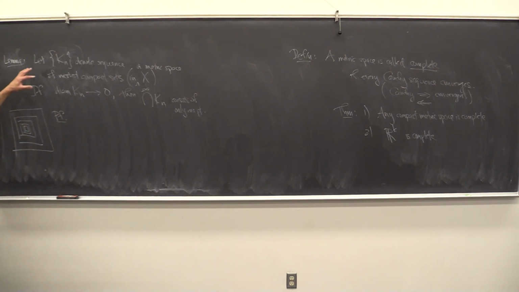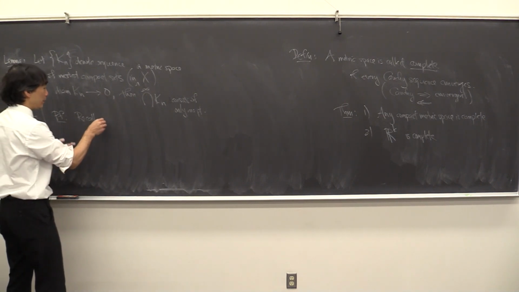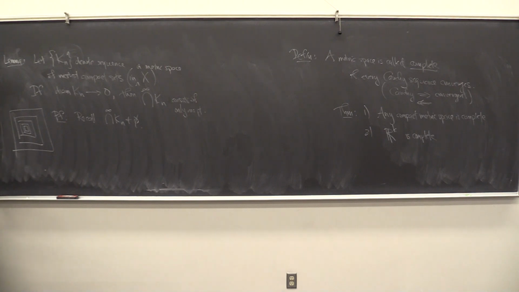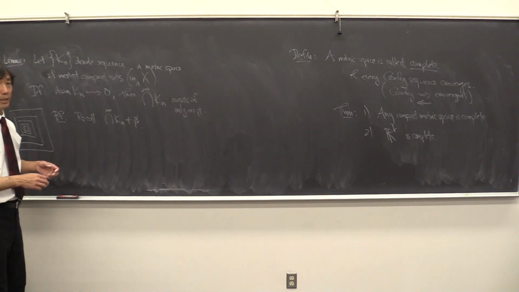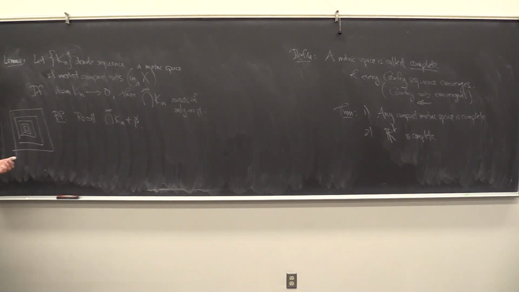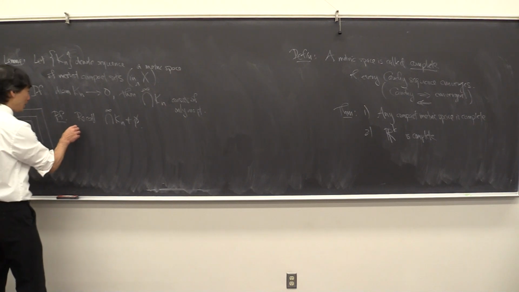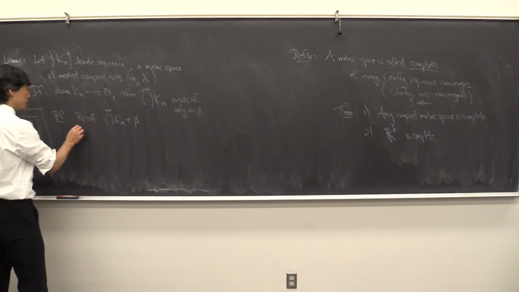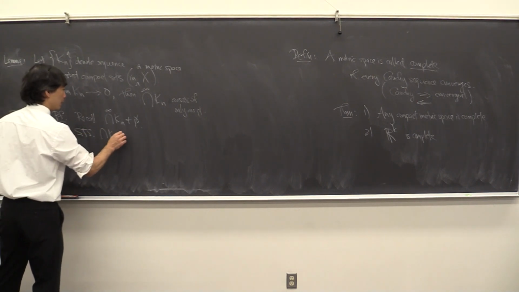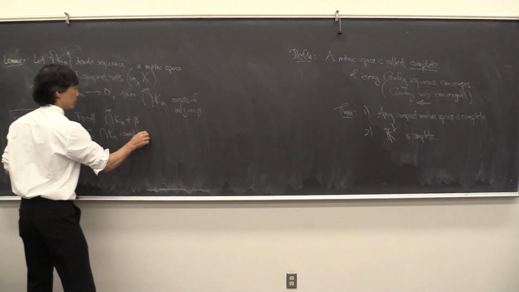We already showed a long time ago that the infinite intersection is non-empty. So recall we had this result: if you've got nested compact sets, then the infinite intersection is going to be non-empty. So we know that it consists of some points, and we just have to show that it can't have more than one point.